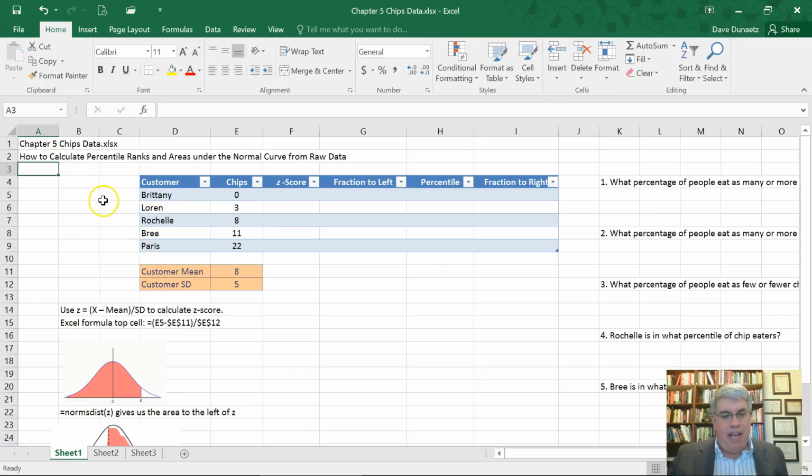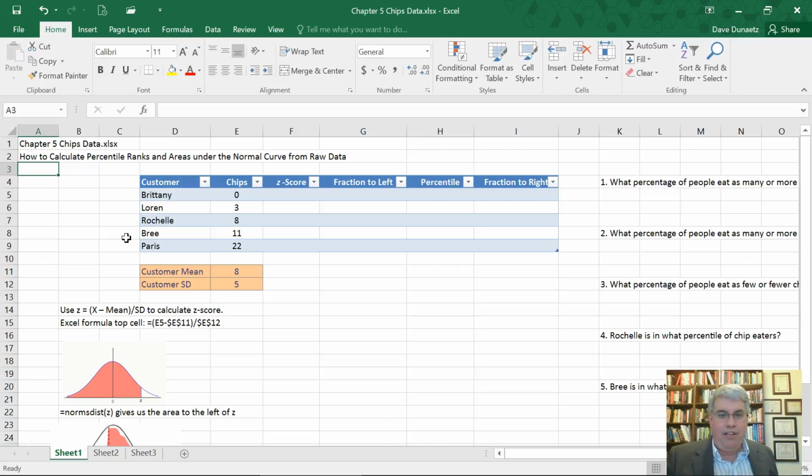Here we have our 5 girls that all have French names sitting around talking about what they eat, and they are at Taco King, and they notice that they go to Taco King fairly regularly, and they almost always eat the same number of chips. Brittany doesn't eat any chips. Lorraine has 3 chips. Rochelle has 8 chips. Brie has 11 chips, and Paris has 22 chips. They want to know how unusual their chip eating habits are.